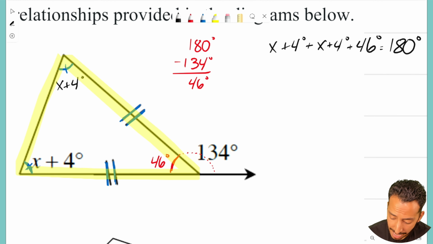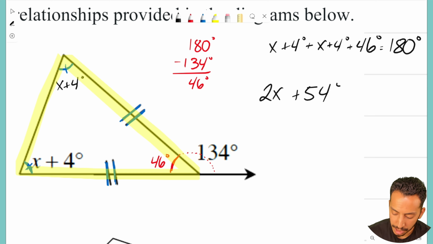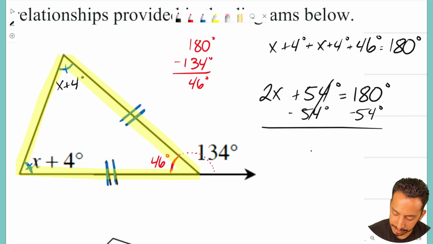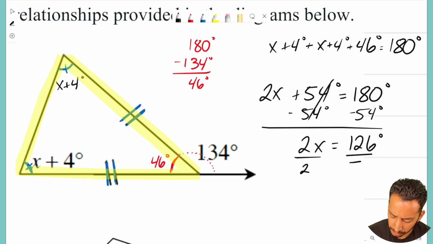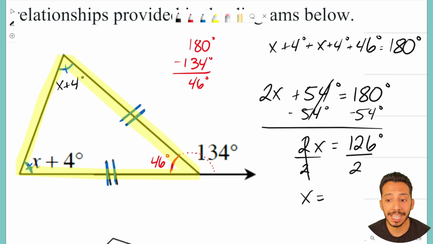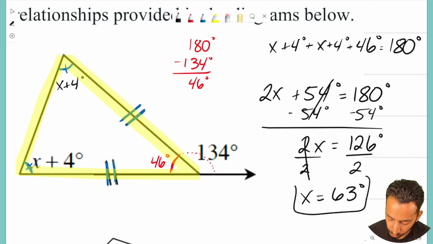Let's combine our x's. x plus x is going to make 2x. Let's see, 4 plus 46 is 50, plus another 4 is 54. So 2x plus 54 degrees equals 180. I'm going to subtract 54 from both sides. Those are going to cancel. 2x is going to equal 180 minus 54. That's going to make 126 degrees. Well, let's divide both sides by 2. And x is going to equal 126 divided by 2, and that should end up being 63 degrees.